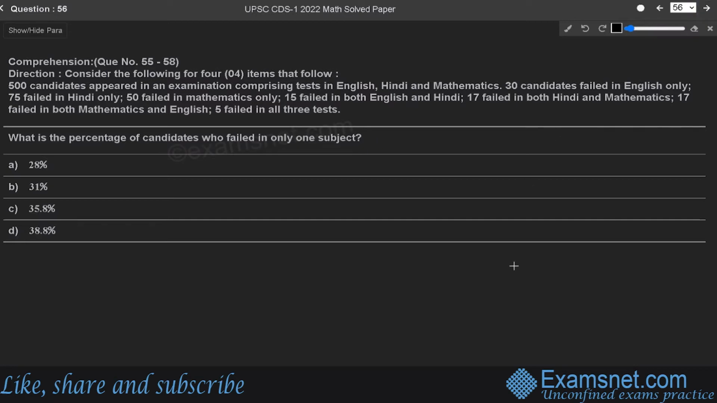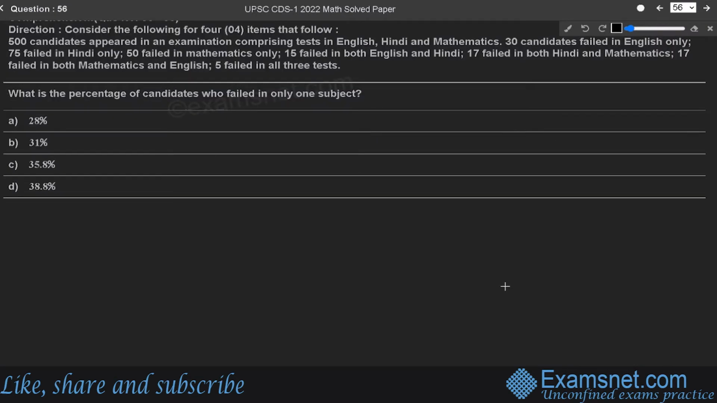Again in the next question, the directions are same. So let us make the diagram. The diagram will be like this. You are already aware about the diagram now. 30, 5, 12, 12, 10, 75 and 50. This is English, this is Hindi and this is for mathematics.